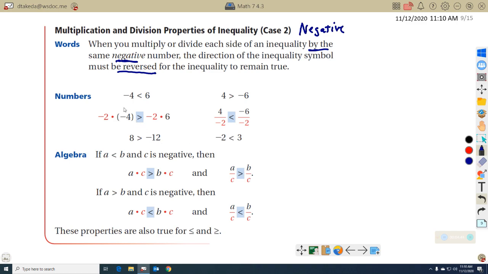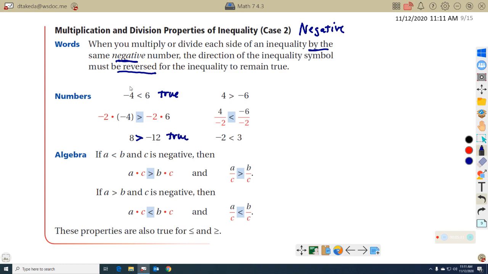Let's look at some simple examples here and why that happens. So I have negative 4 is less than 6, and that's going to be true. If I multiply both sides by the same negative 2, the left side becomes a positive 8, the right side becomes a negative 12. Well, 8 is greater than negative 12, so I have to reverse that inequality symbol around. Look what happened here.